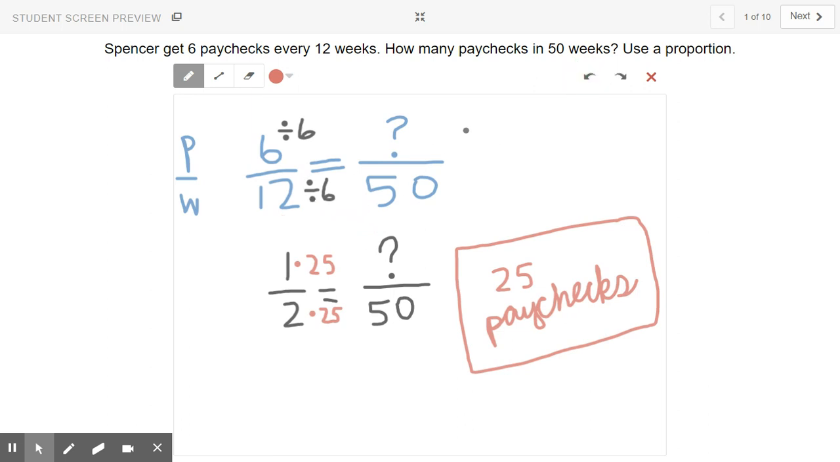So what I had to do is I found the unit rate here. So I found one paycheck on the bottom every 2 weeks. That's what that equals. When I divide top and bottom terms both by 6, you get 1 over 2. One paycheck every 2 weeks. So how many in 50 weeks? So that stays on the bottom. 2 times 25 is 50. So 1 times 25 is 25 paychecks in 50 weeks.